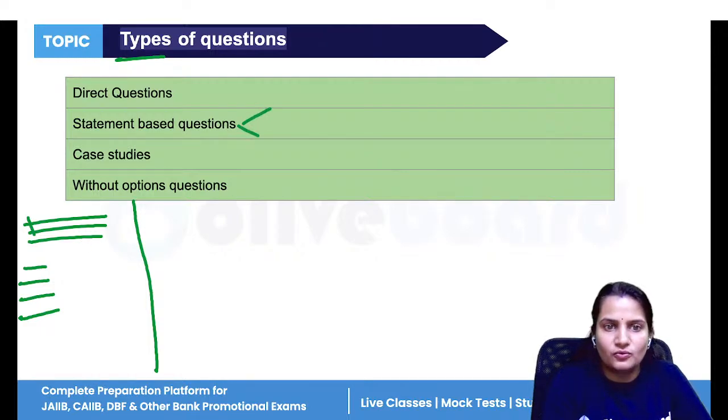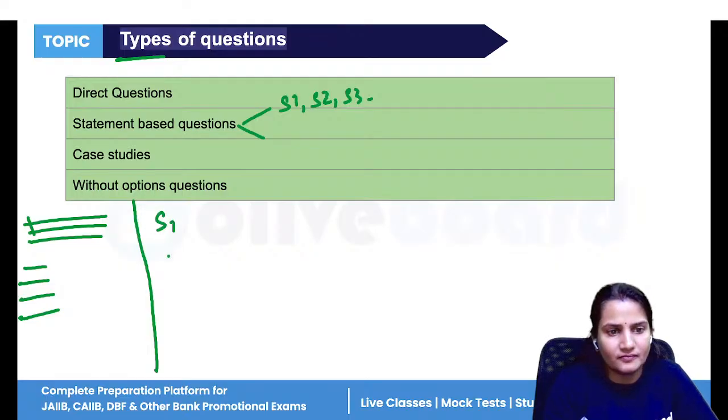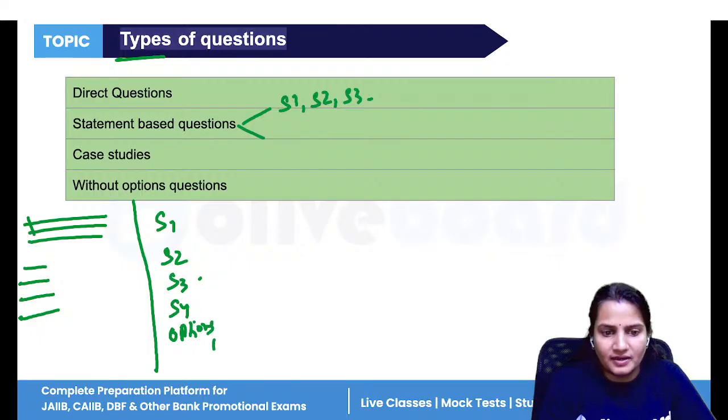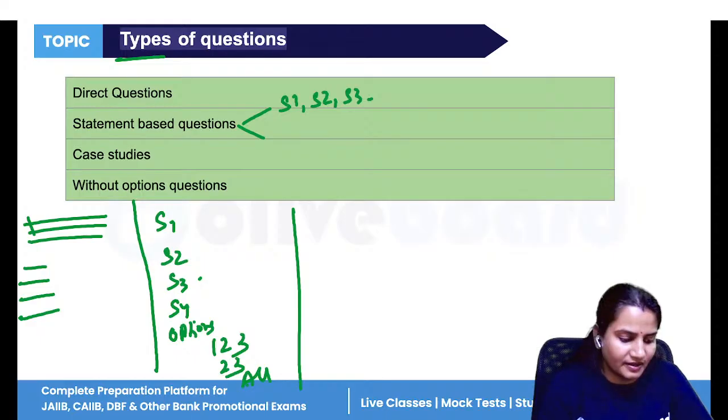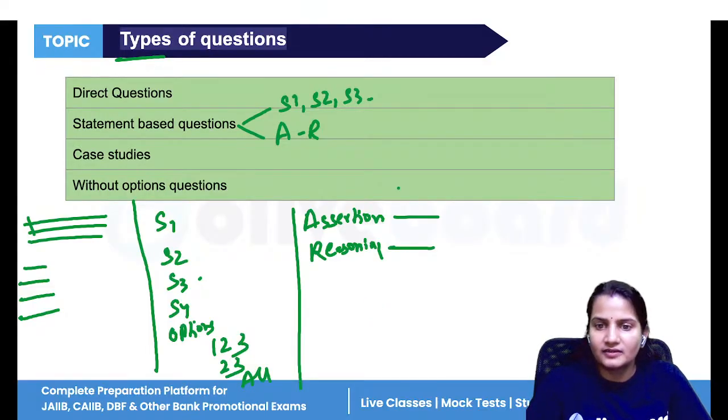Statement based questions are of two types. One is where statement 1, statement 2, statement 3, S1, S2, S3, S4 are provided, and then options are given that 1, 2, 3 are correct, 2, 3 are correct, all of the statements are correct. Another type is the assertion reasoning question. An assertion is provided, its reasoning is given, and you have to see whether these two statements are correct. If they are correct, then you check how they are related. If they are related, then you give that answer.